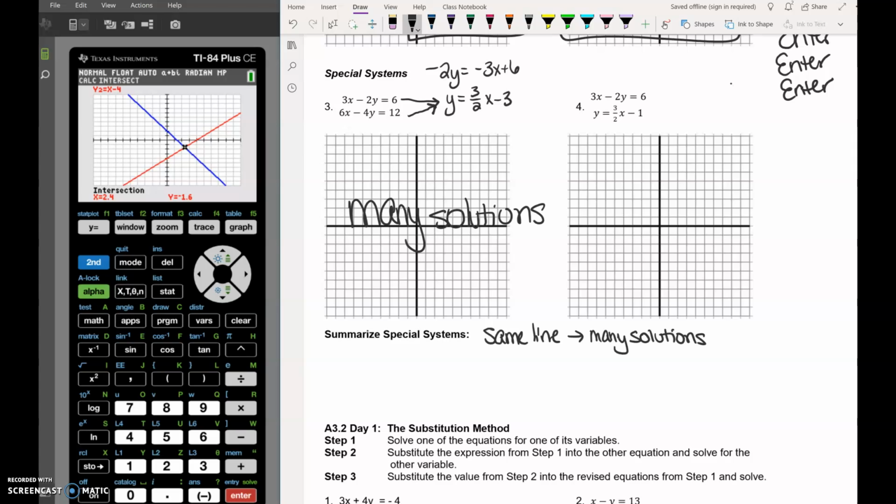In number 4, to save you some time, notice the second one is already solved for y for you. The top one is just like what we had in number 3, so this one becomes y equals 3/2 x minus 3. What is exactly the same in both of these equations? The slope is 3/2. If the slope is the same, that means that they are parallel. They never meet. There's going to be no solutions. So in this summary, you might want to write, if the two lines are parallel, which means they have the same slope but different y-intercepts, then there will be no solutions.